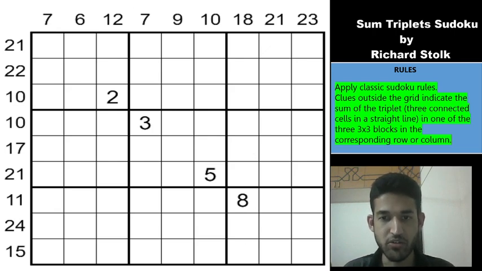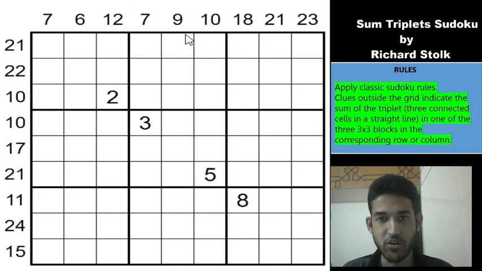Let us move on to the rules of the Sudoku. Classic rules apply. Each row, column and 3x3 box will have digits from 1 to 9, no repetitions, and clues outside the grid indicate the sum of the triplet, 3 connected cells in a straight line in one of the 3x3 blocks in the corresponding row or column.